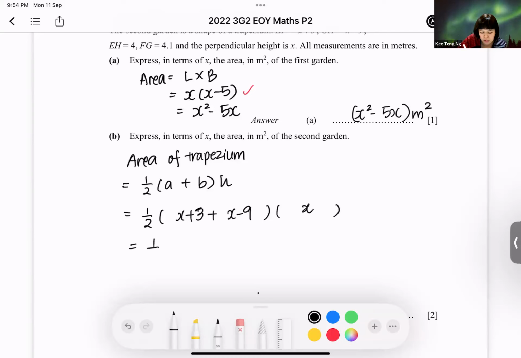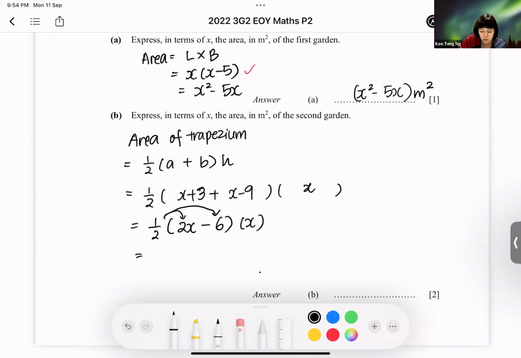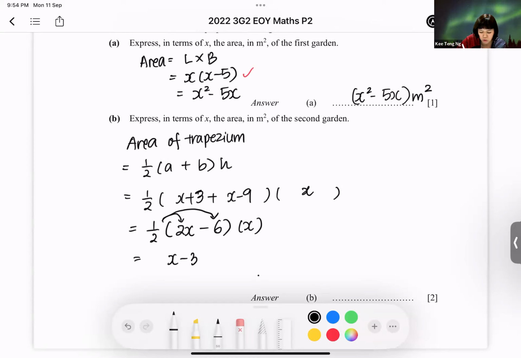So let me simplify this first. I get 2x minus 6 times another x. Let me multiply this half into it, since these are all multiples of 2. So I get x minus 3 times x itself. Of course, if you do not want to expand, you can leave it here. But for me, you need to simplify this, because this one can be simplified. You can give me x squared minus 3x as your answer.